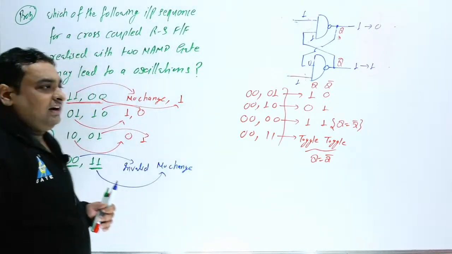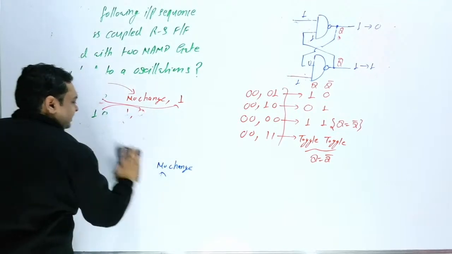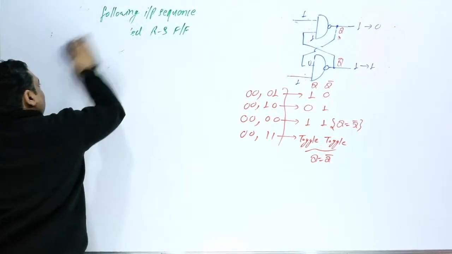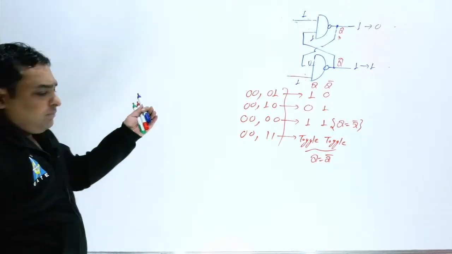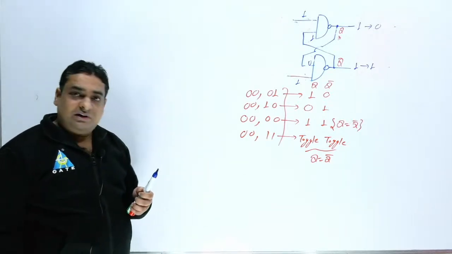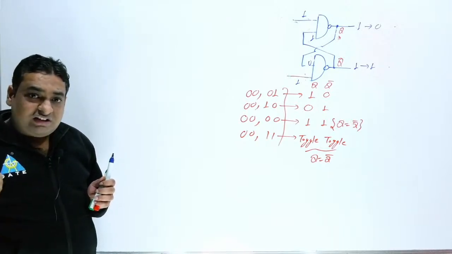But by using a NOR gate, how can we implement oscillation? This is a very good question and very good logic. A student will think, sir, how can it be possible? They have not provided the circuit. First, you have to think here.